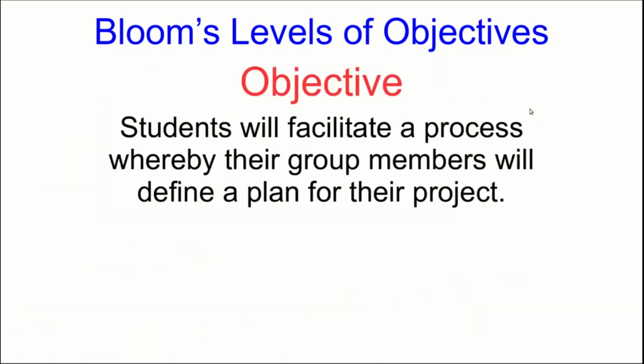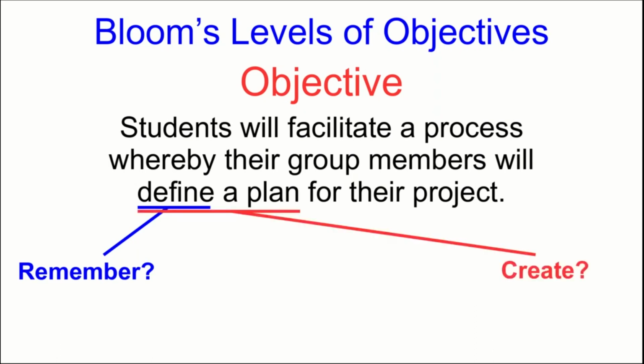Let's look at one more example. Here's the remaining example objective that I gave in Lecture 1, and this is about group work and making a plan for a project. Now, if you just use a keyword list, you might be tricked easily. Define often is on the remember level, but that certainly doesn't seem right. Define a plan could be thought of as make a plan, and so maybe that puts that at create, but that doesn't feel right either, does it?